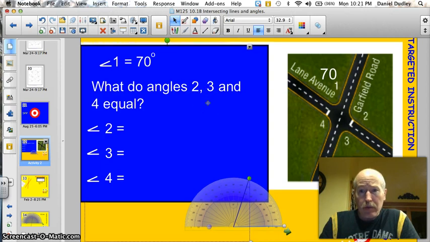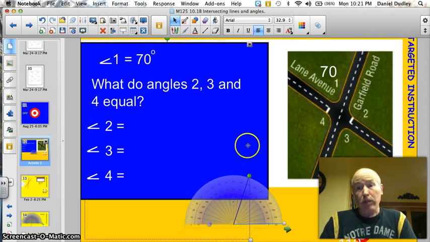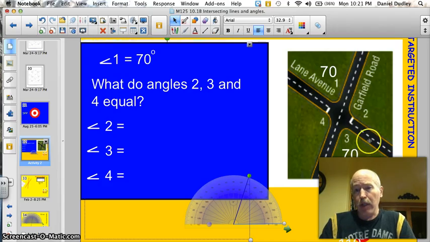This is so simple, it's just unbelievably simple. Opposite angles are equal. So if this angle is 70, this one right over here is going to be 70. Now you found two of the angles.